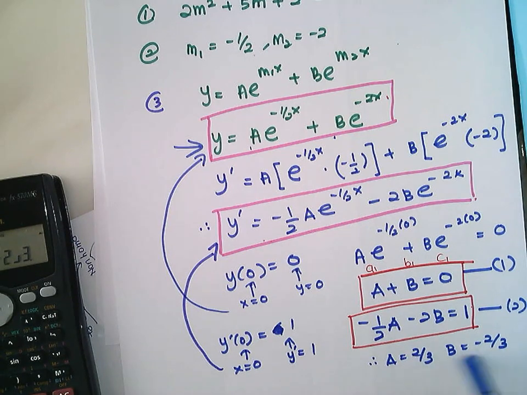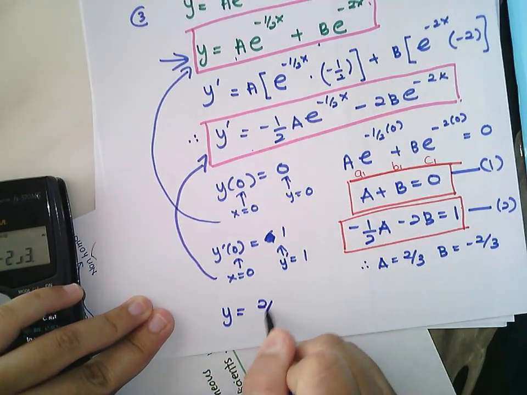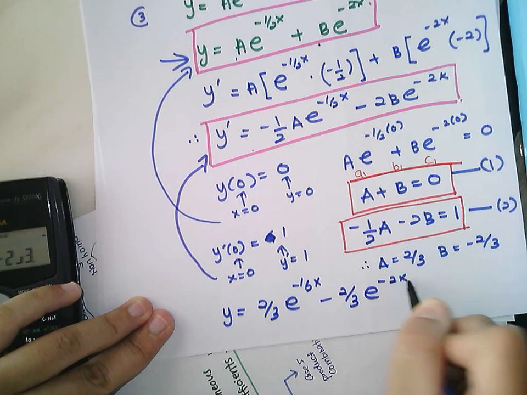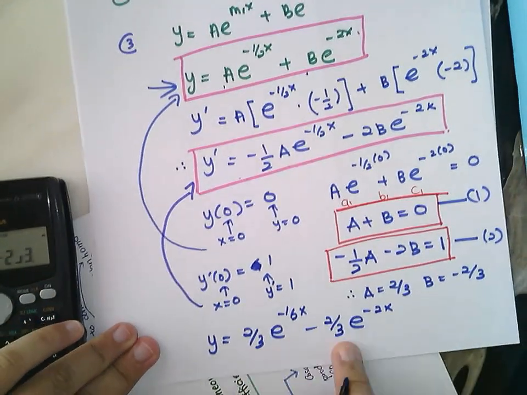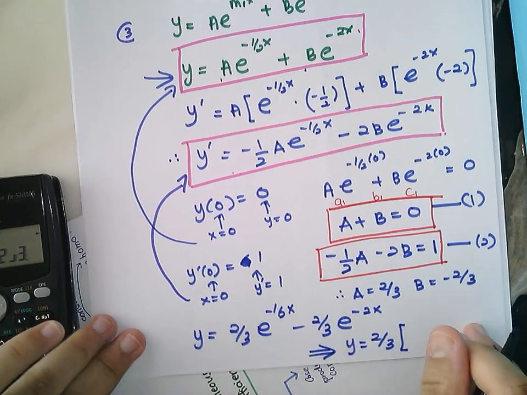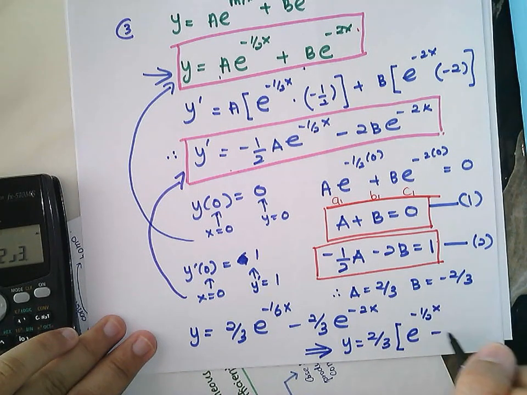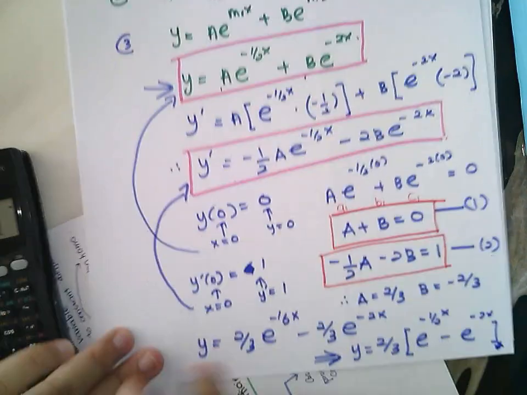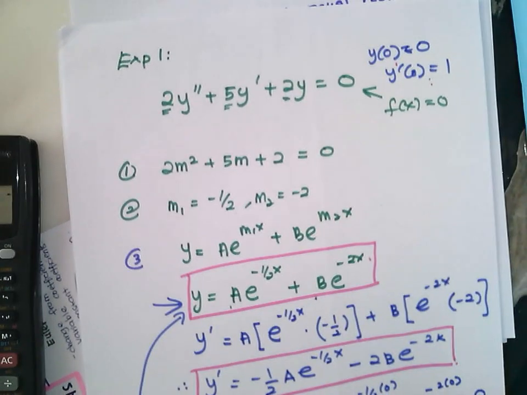Substituting these two values into this one will give you y is equal to 2 over 3 e to the negative 1 over 2x minus 2 over 3 e to the negative 2x. If you want to simplify this solution, you can factorize it. Therefore, you will have y is equal to 2 over 3 times e to the negative 1 over 2x minus e to the negative 2x. That's it. This is your particular solution. This is the example of how to solve the first case problem.